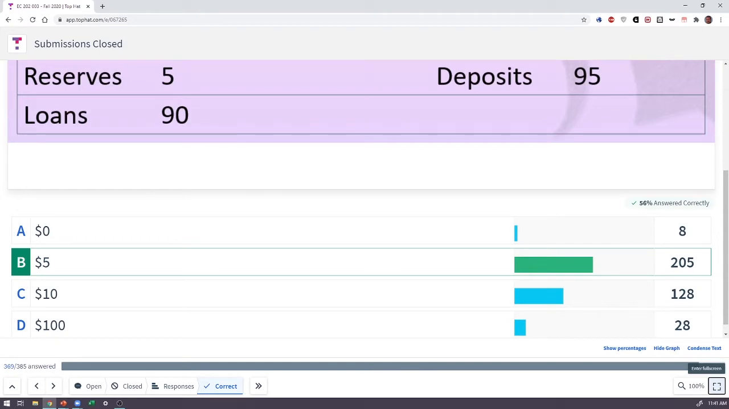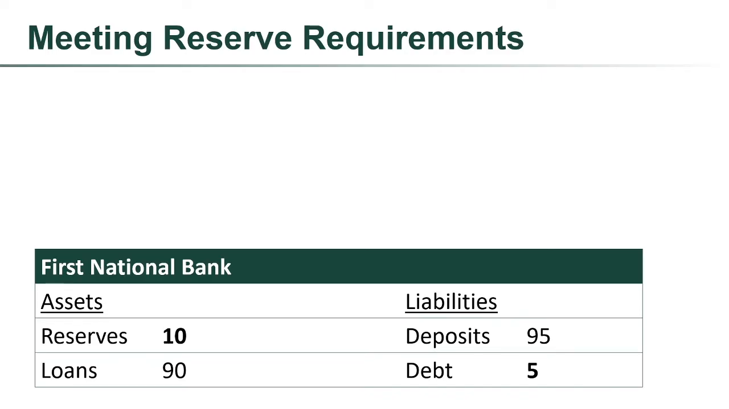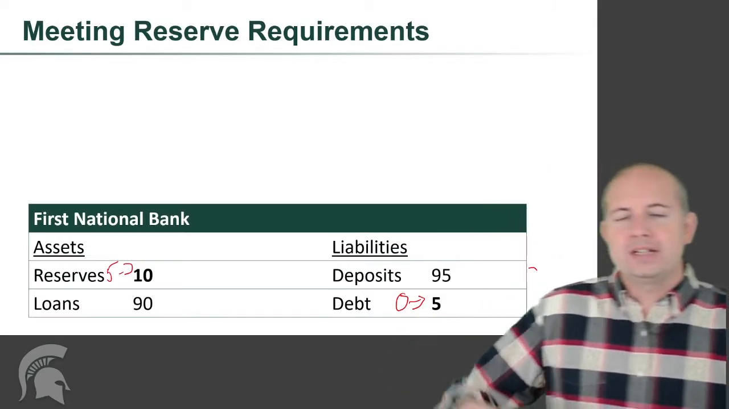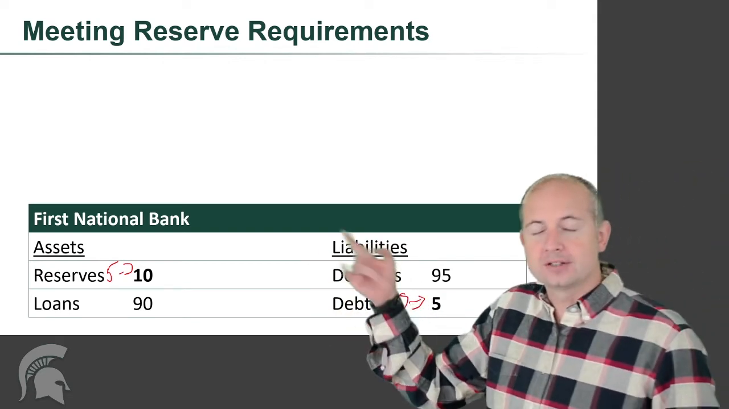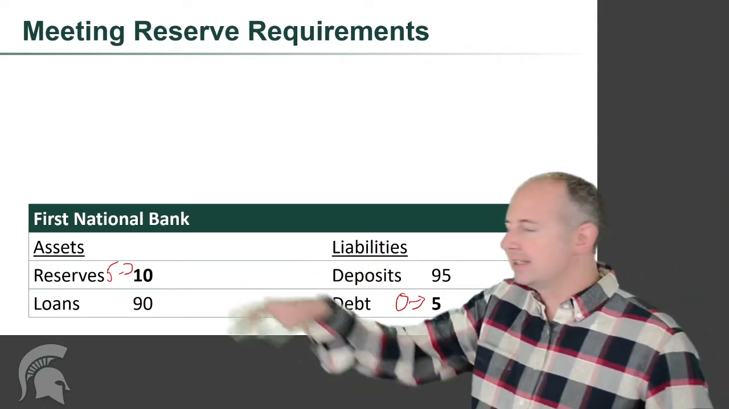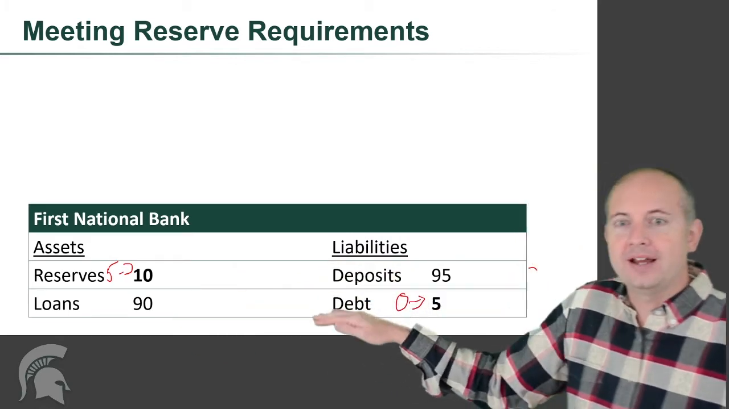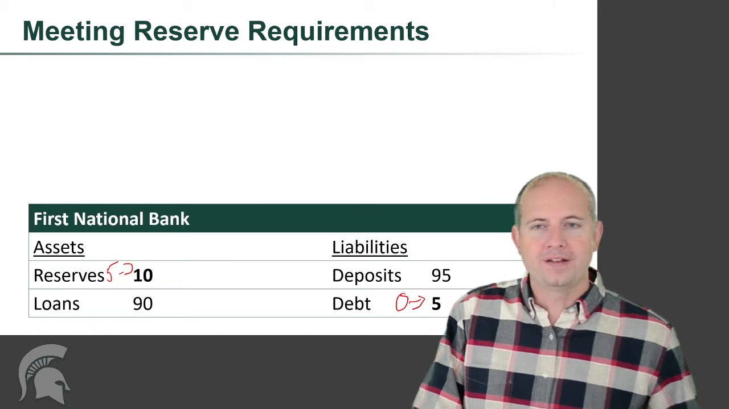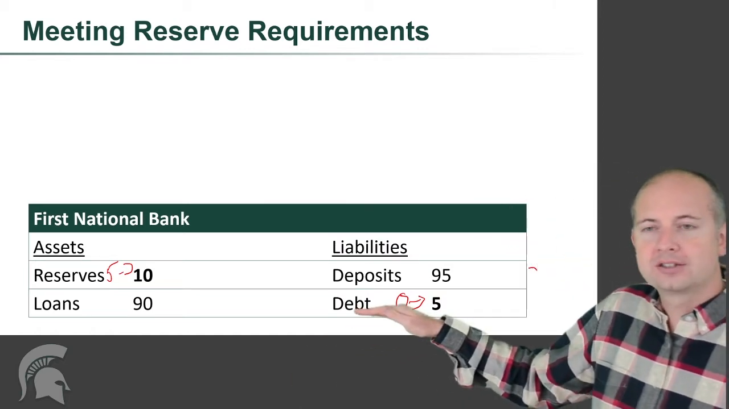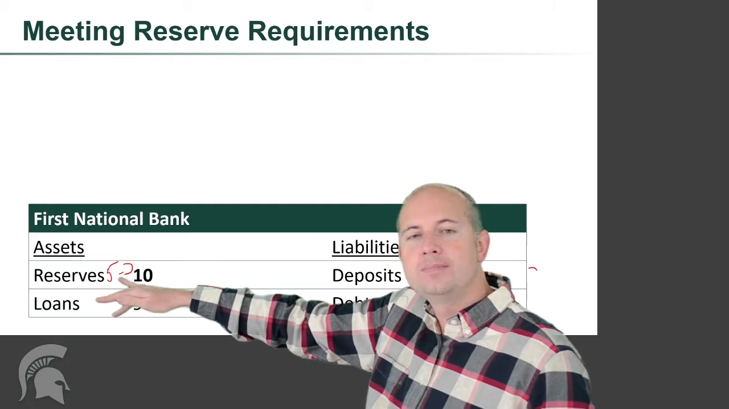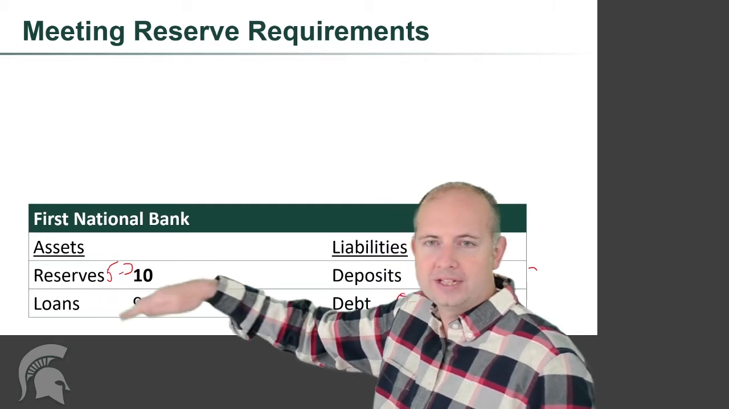The answer here is B, which is $5. Let's look at that. Let's see what that's going to look like. Notice our reserves went from 5 to 10, and our debt went from 0 to 5, right? Before, we didn't owe money to anyone other than our depositors. When you go out and borrow money, that is different than getting a deposit from a customer. This says I went out, found someone, said, hey, let me borrow $5. So now I owe someone $5, but I've taken that $5, put it in the vault, so now my reserves have gone from 5 to 10.